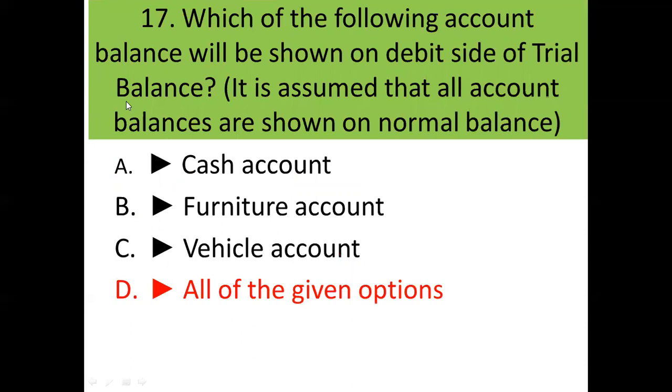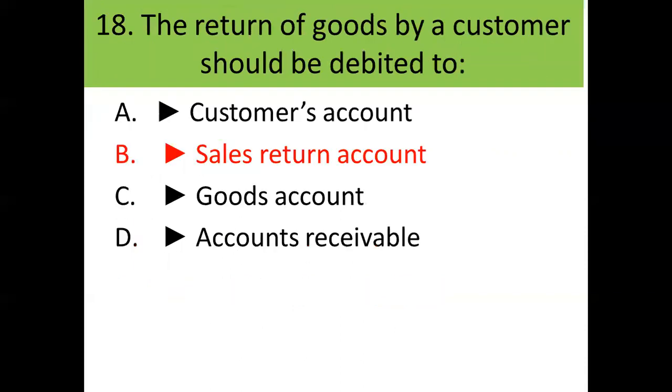Which of the following account balances will be shown on the debit side of trial balance if it is assumed that all account balances are shown at normal balances? Cash balance will be on the debit side, furniture account will be shown on the debit side, vehicle account also will be shown on the debit side of trial balance. All of the given options will be shown on the debit side of trial balance. The return of goods by a customer should be debited to sales return account.